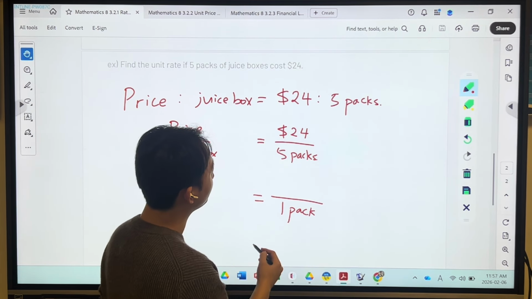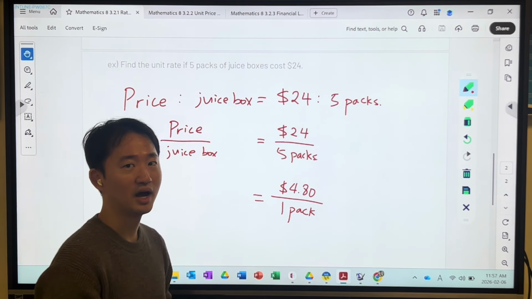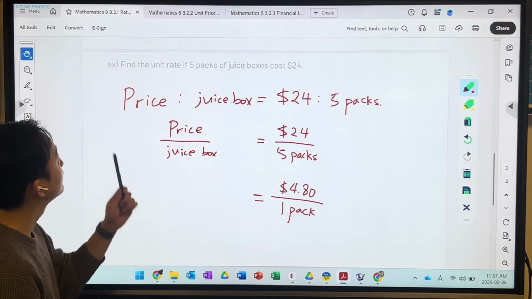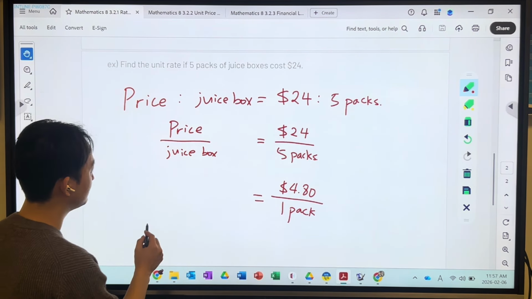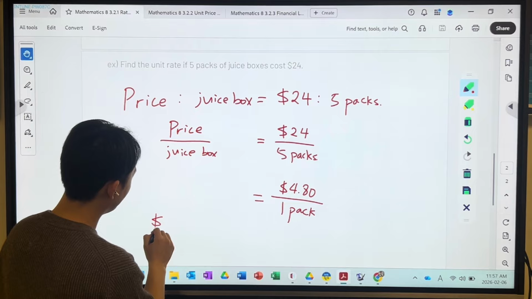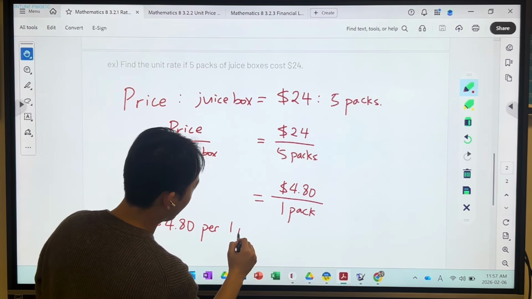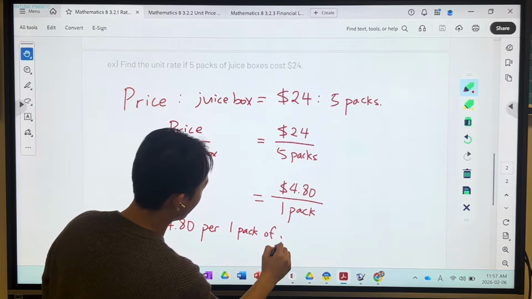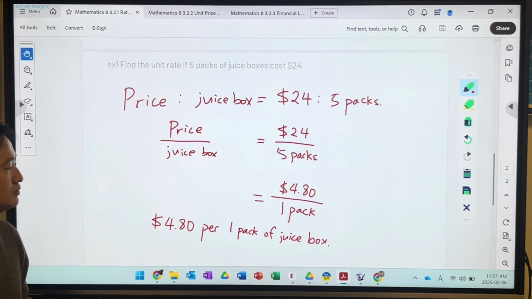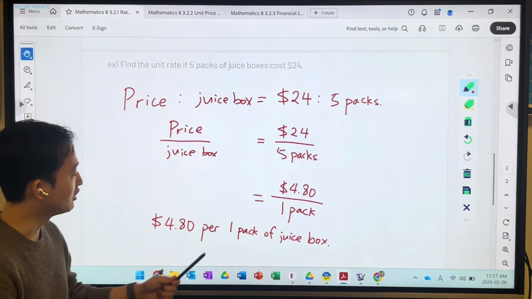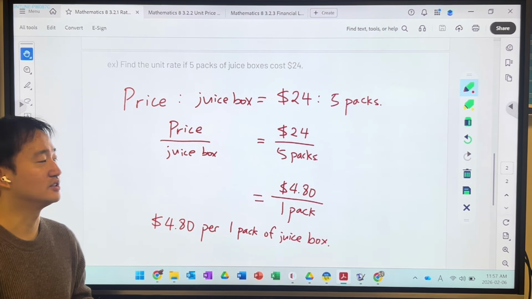So I think we can calculate 24 divided by 5. It's going to be $4.80 per 1 pack. So in other words, the unit rate, if 5 packs of juice boxes cost $24, means that it's $4.80 per 1 pack of juice box. Once again, a reminder that unit rate always wants you to put per 1 for the second quantity.